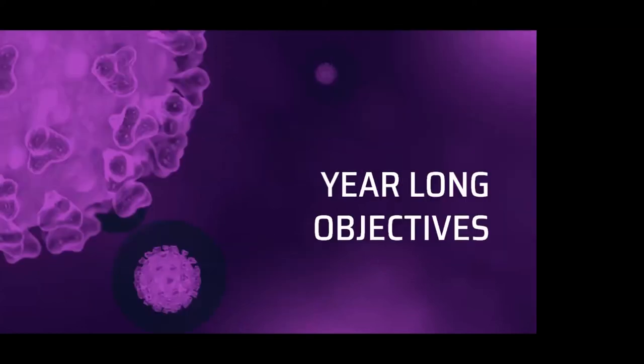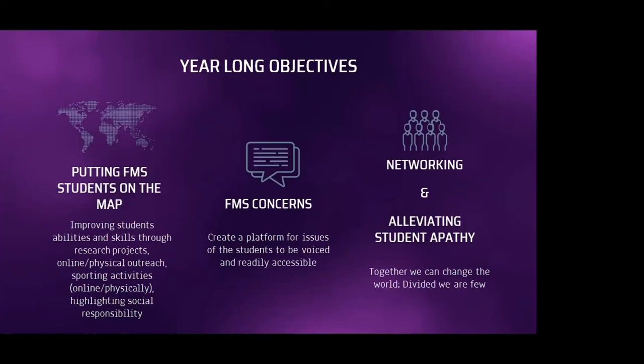So here are the objectives for the FMS committee this year: to put FMS students on the map. We want you not just heard from the faculty, but heard from all over the campus. This is to improve student abilities and skills through research projects, online and physical outreach, coaching activities, and highlighting social responsibility. Also, concerns are mounting by the day in the faculty, so we want to create a platform for students to voice issues while navigating online.